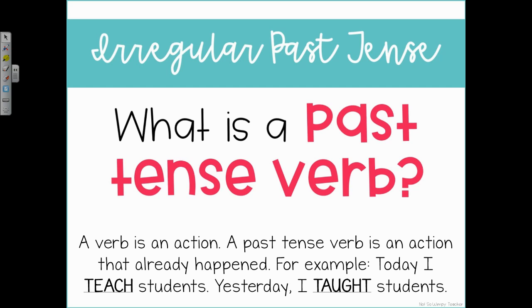Hi, third grade. This week in grammar, we're going to be focusing on irregular and regular past tense verbs. So, what is a past tense verb? Remember this year we've talked that a verb is an action. Now, a past tense verb is an action that has already happened.